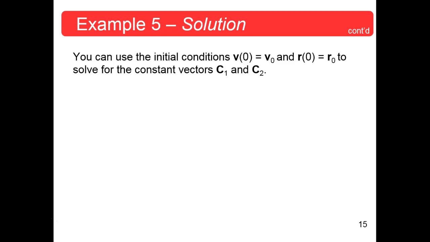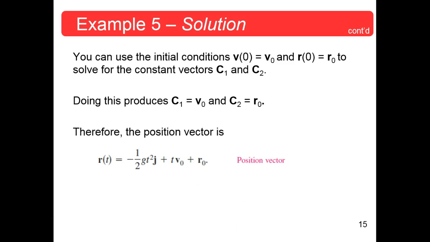I wouldn't wait till the end to do it. I'd do it as we went. Doing that produces C1 is equal to v0, C2 is equal to r0. It makes a little more sense to do it as you're integrating, but they waited till the end. So the position vector is r of t is equal to negative 1/2 gt squared j plus t times the initial velocity vector, whatever that happens to be, plus your r0, which is your initial position vector. Just what we would expect, I hope, from physics.